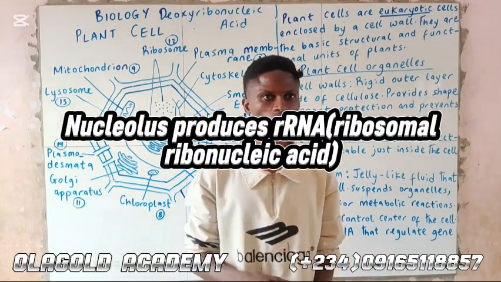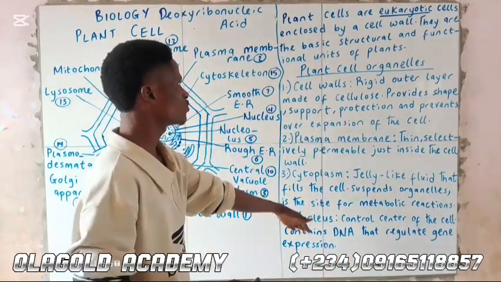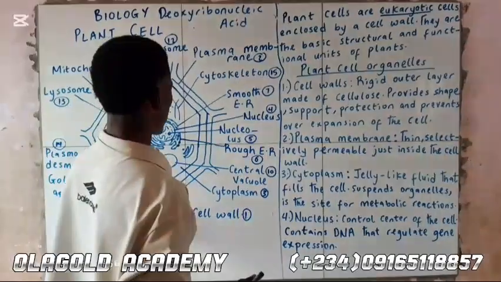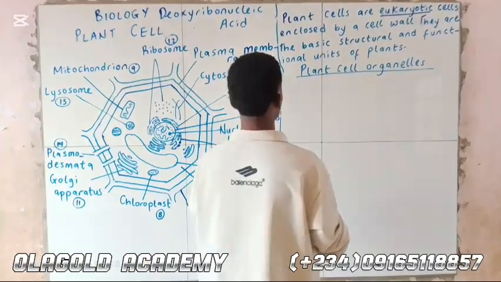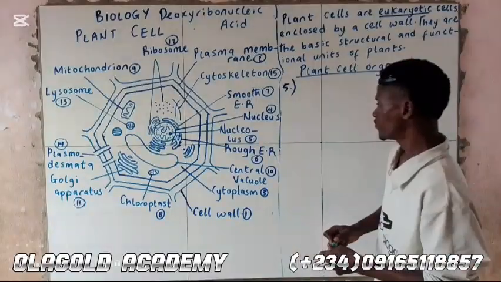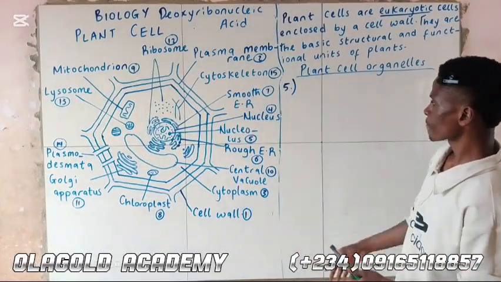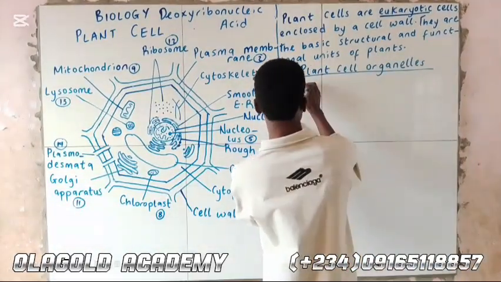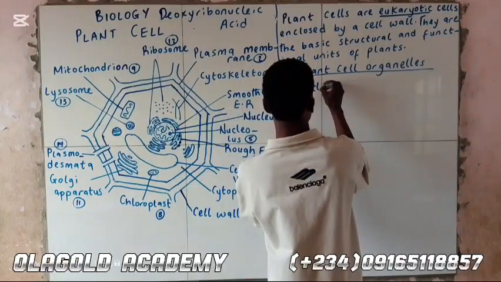Now, let me take this one off to explain the remaining organelles that we're having here. All right, number 5 now. Number 5 here is the nucleolus.